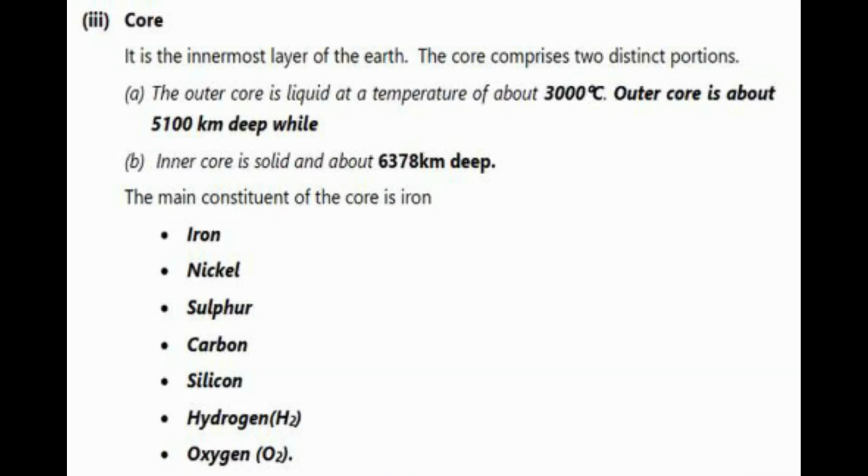Core. It is the innermost layer of the Earth. The core comprises 2 distinct portions. The outer core is liquid at a temperature of about 3000 degrees Celsius. Outer core is about 5,100 km deep, while inner core is solid and about 6,378 km deep. The main constituents of the core are iron, nickel, sulfur, carbon, silicon, hydrogen, oxygen.